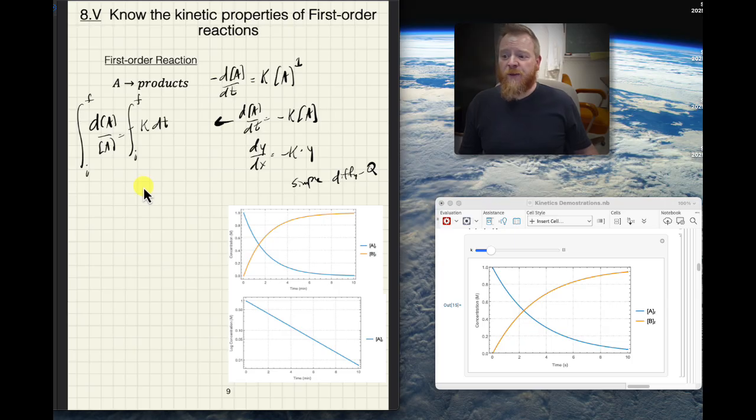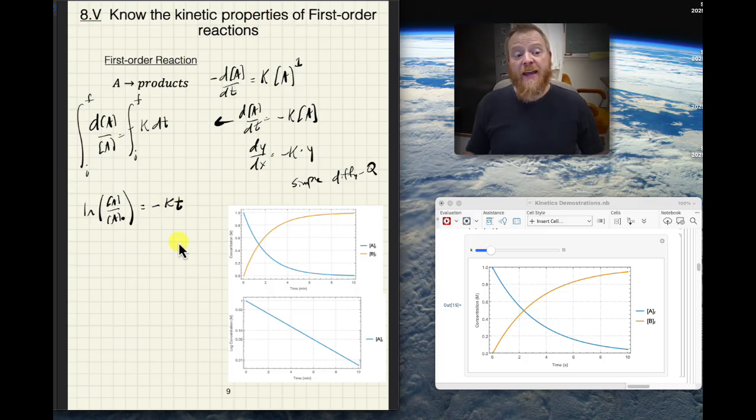And what we end up with is the following. Recall, when we integrate dA over A from some initial to some final condition, we get a natural log. So that ends up becoming the natural log of A over A naught, where recall A is my concentration at any time and A naught is my initial concentration. And then over on this side, that just simply ends up equaling negative kt.